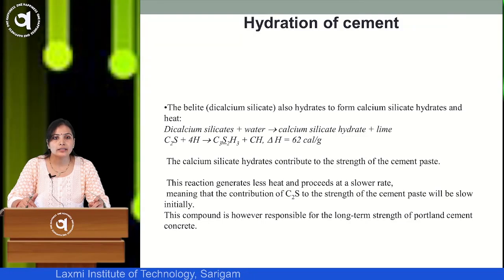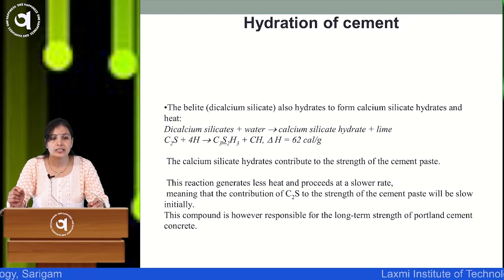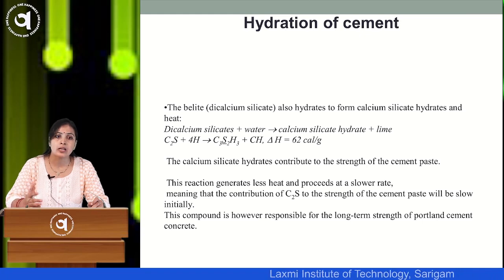Now the third is dicalcium silicate, which we call belite. It also hydrates to form calcium silicate hydrates and heat. The chemical formula is here. This reaction contributes to the strength of the cement paste. This reaction generates less heat and proceeds at a slower rate. So when belite, that is dicalcium silicate, undergoes hydration, the chemical reaction produces less heat as compared to tricalcium silicate.